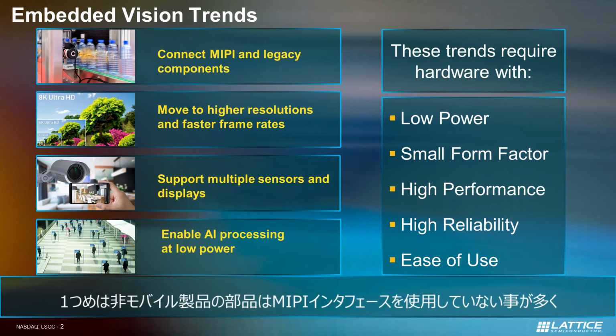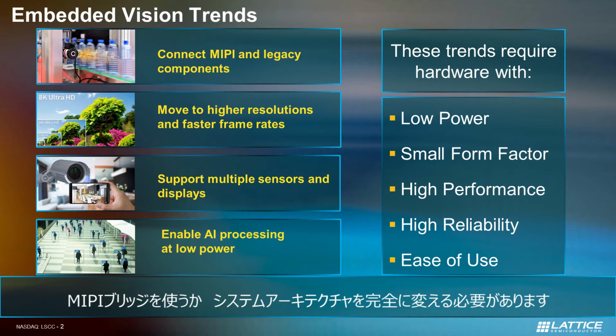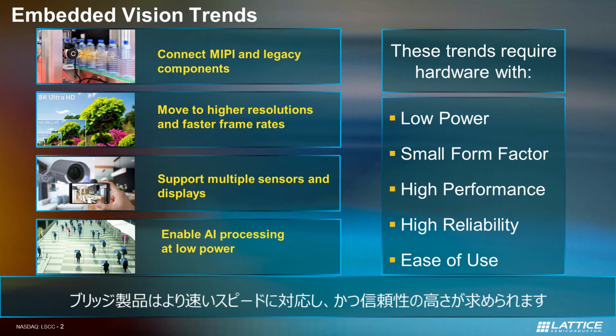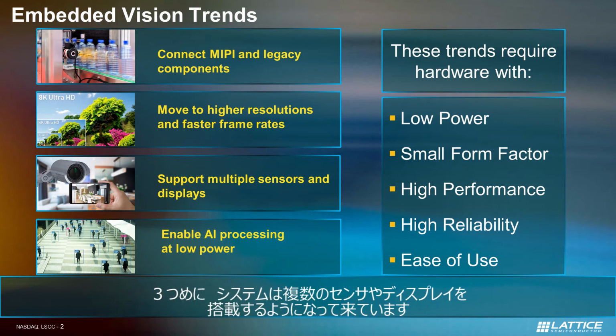1. Most non-mobile segment systems don't use MIPI. They need a bridging device or completely overhaul product architecture. 2. Industrial and automotive segments are moving to higher resolution sensors and displays. The bridging device needs to be high performance and reliable. 3. Systems are supporting multiple sensors and displays.